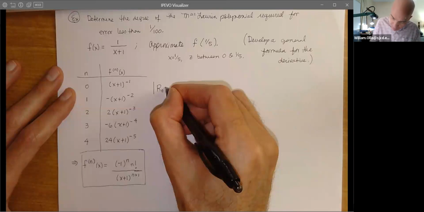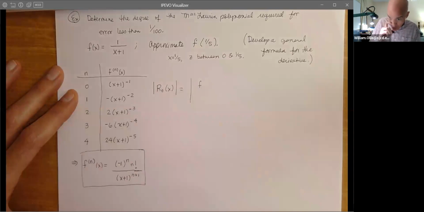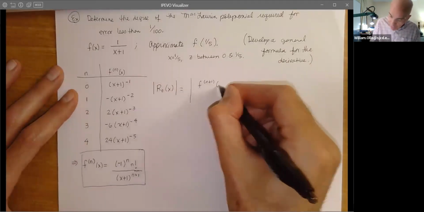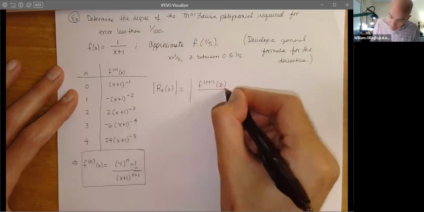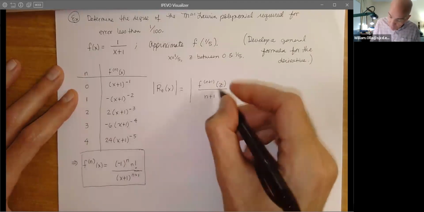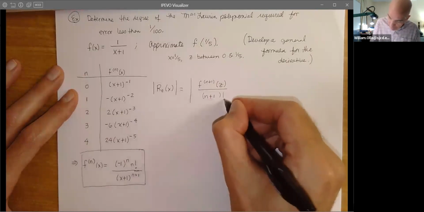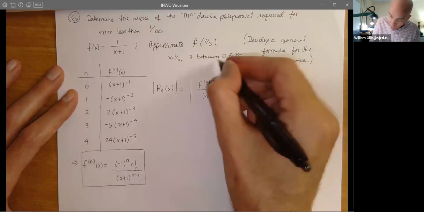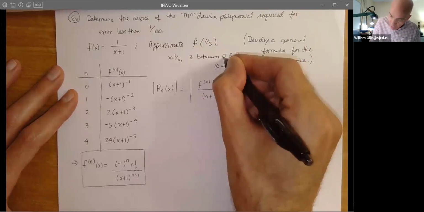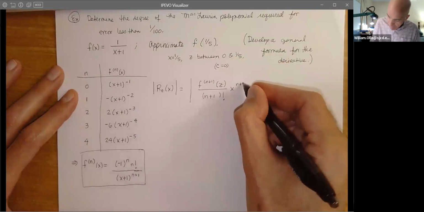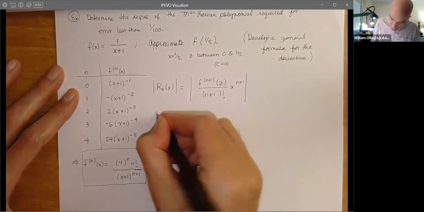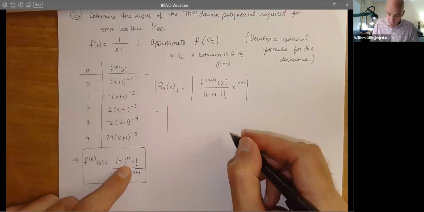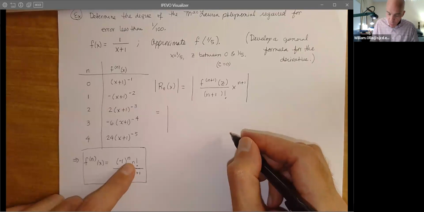This will be the n plus first derivative evaluated at z divided by n plus 1 factorial times x to the n plus 1. Again, c is 0, so c equals 0, as you see there. So now for the n plus 1 derivative, we'll just replace all of these n's with n plus 1.